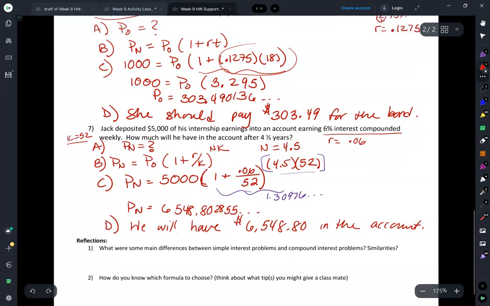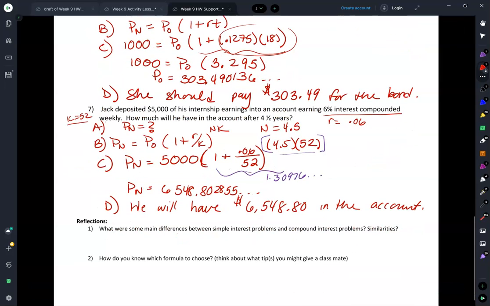And that is it. And then there's a couple of questions at the bottom just to reflect on. What are some main differences between simple interest problems and compound interest problems? Just maybe jot yourself down some notes. And then are there any similarities? And think about which formula to choose. So like what might you tell somebody else?